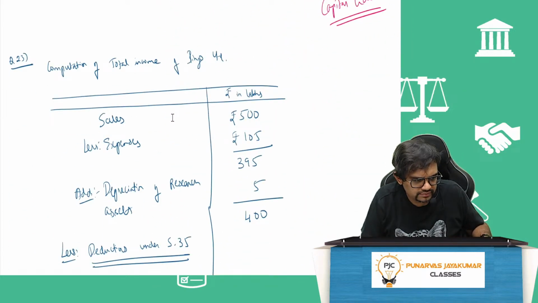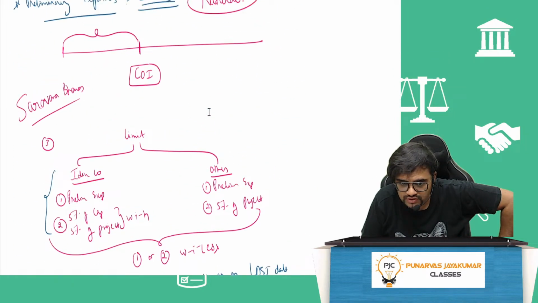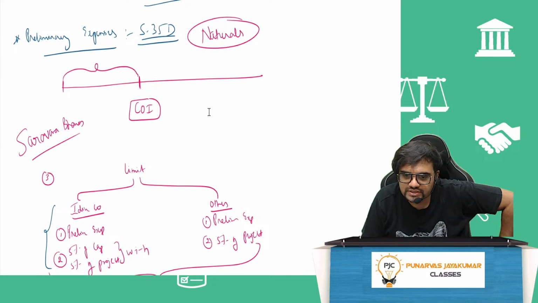So this is regarding that. Online people all done? Cool. So that is regarding scientific research. That's all, guys. Next comes preliminary expenses.